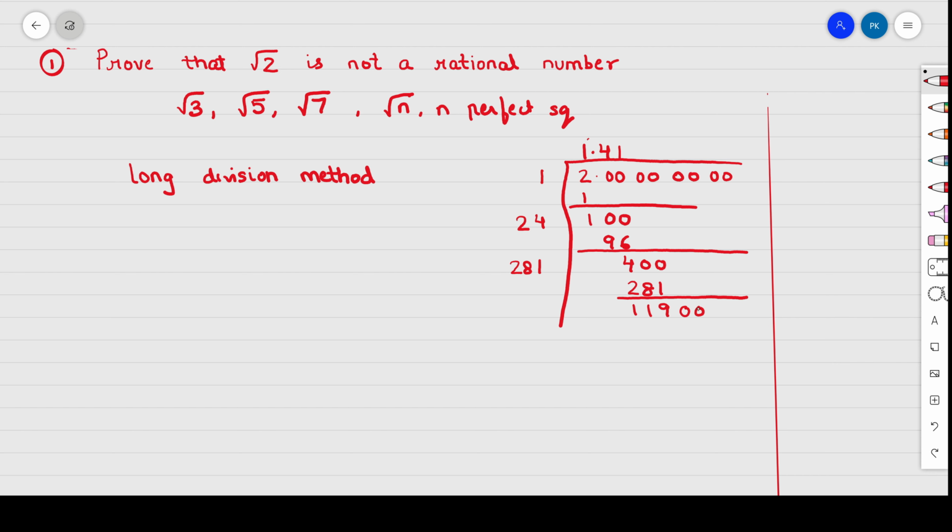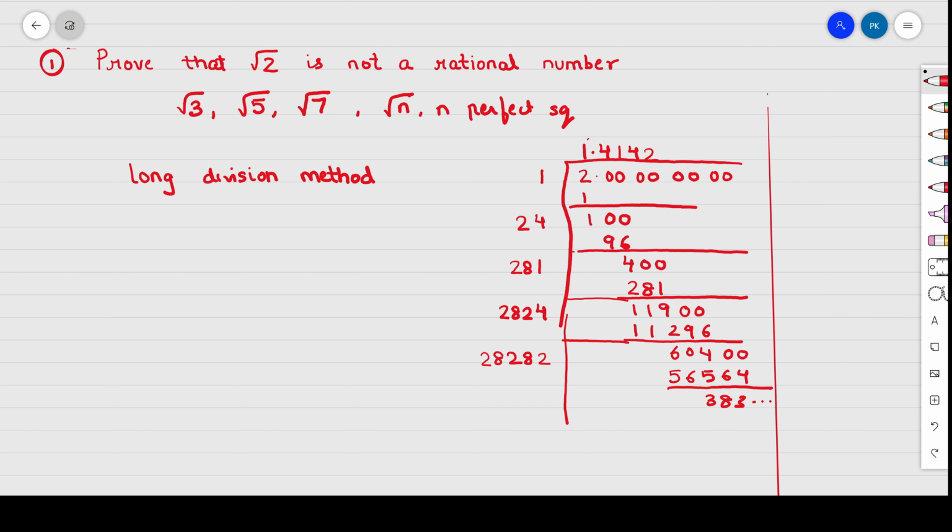We bring 2 more zeros down. Here 141. So twice of 141 is 282, and here we'll write 4. Here also we'll write 4. We get 11296. Remainder is 604. Again we bring 2 more zeros down. We write here 2828, and then we multiply by 2, and here also we write 2. 56564. So we get 383, and this will continue.